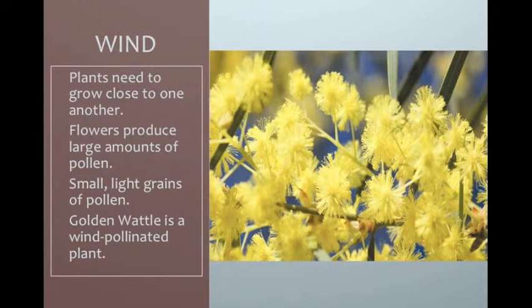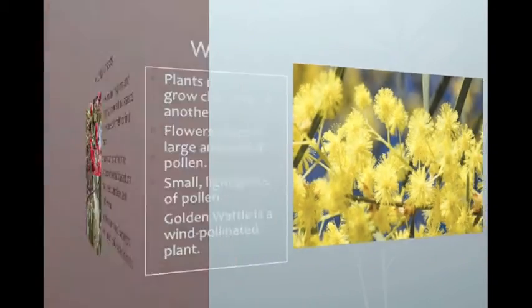Great quantities of pollen must be shed. The anthers of these flowers are long so that the small, light grains of pollen are easily carried by the wind. The stigma is often large and sticky to trap passing pollen. The golden wattle is a wind-pollinated plant native to Australia.